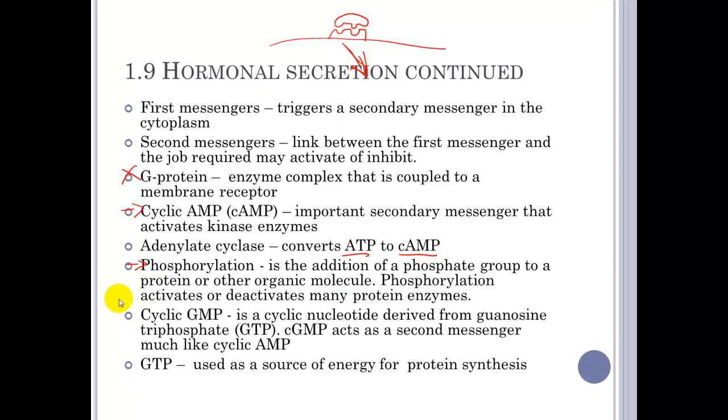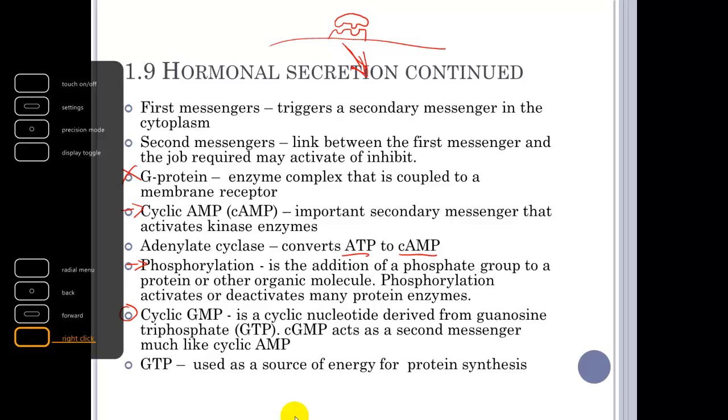We have another term here, cyclic guanosine monophosphate. It is a cyclic nucleotide derived from guanosine triphosphate. Cyclic guanosine monophosphate acts as a secondary messenger, much like cyclic adenosine monophosphate. And then we have GTP here, and this is used as a source of energy for protein synthesis. And let's take a look at the picture here to kind of go over this.